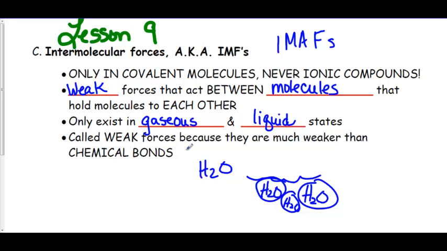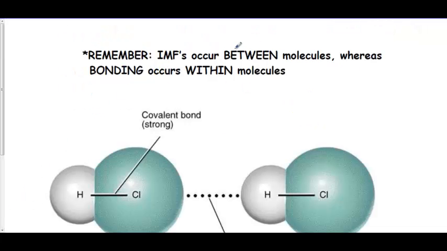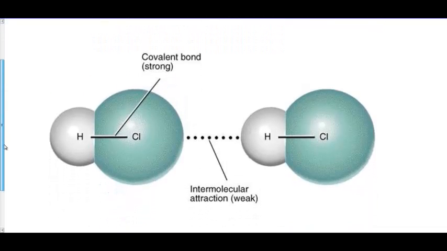So they're called weak forces because they are much weaker than chemical bonds, which occur in covalent bonds and ionic bonds. So we have to note that IMFs are not bonds. They are just attractive forces between covalent molecules only. Okay, so remember that IMFs occur between molecules, whereas bonding occurs within molecules.